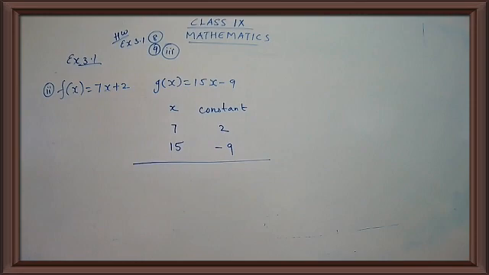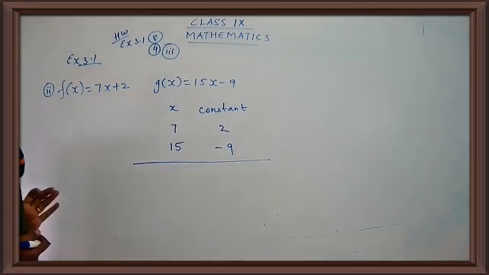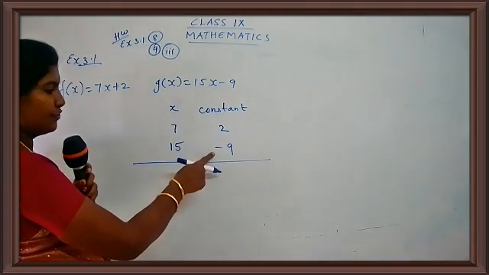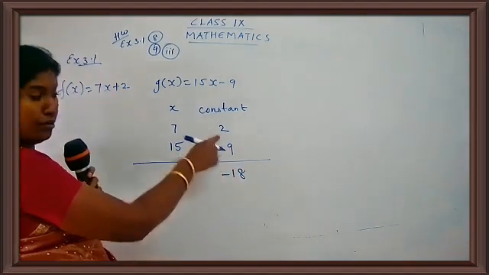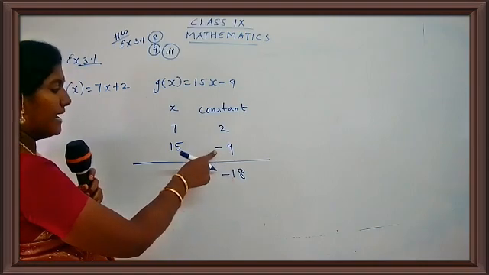Let's go for the multiplication. So what you have here? I'm going to start multiplying by minus 9. So minus 9 into 2, minus 18. What is minus 9 into 2? Minus 18.